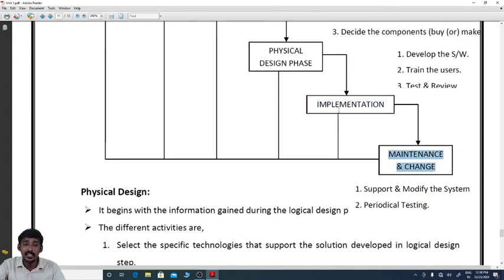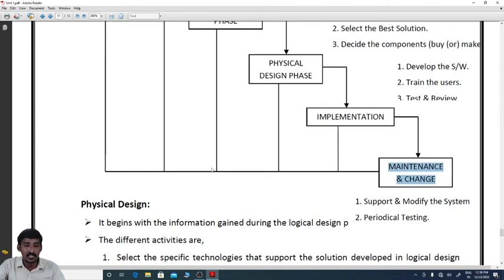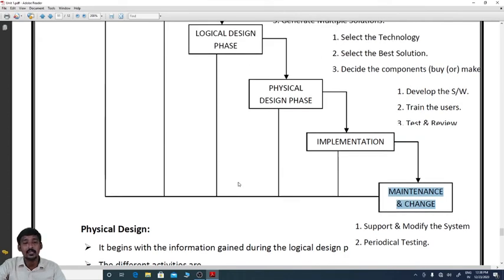The maintenance stage is mainly focused on supporting and modifying the system. Based on that maintenance, we also provide periodic testing to the users, the employees, and the organization in order to utilize this system very effectively.